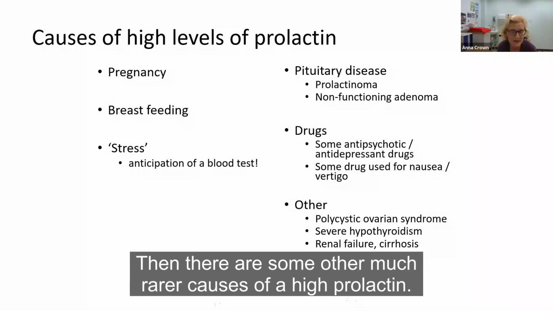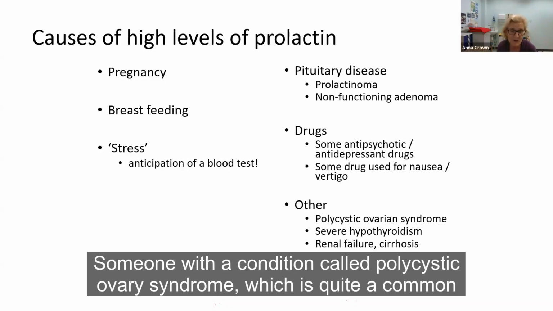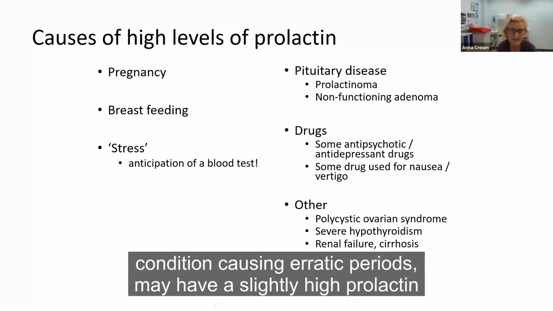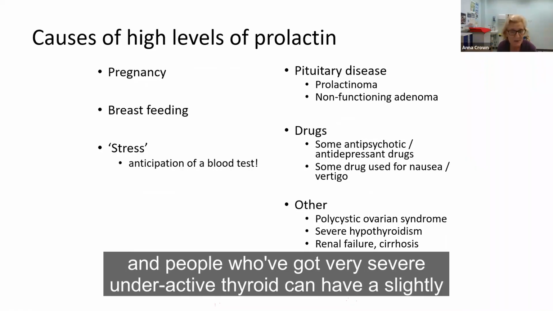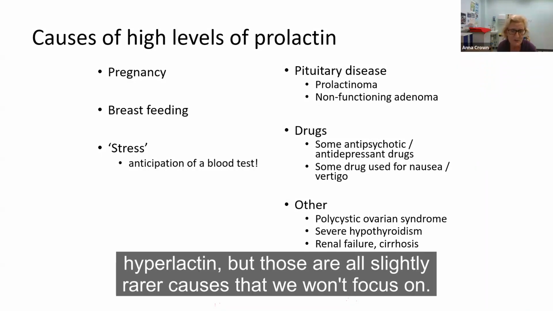And then there are some other much rarer causes of a high prolactin. Some women with a condition called polycystic ovary syndrome, which is quite a common condition causing erratic periods, may have a slightly high prolactin, and people who've got very severe underactive thyroid can have a slightly high prolactin, but those are all slightly rarer causes that we won't focus on.